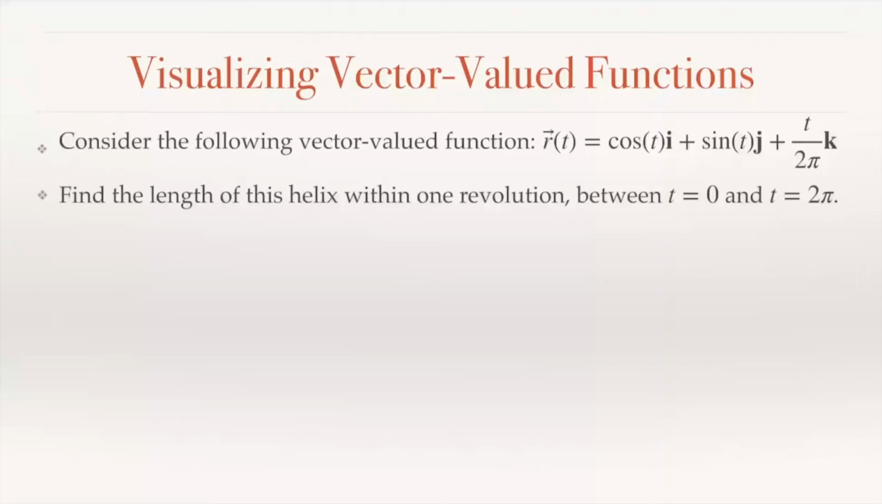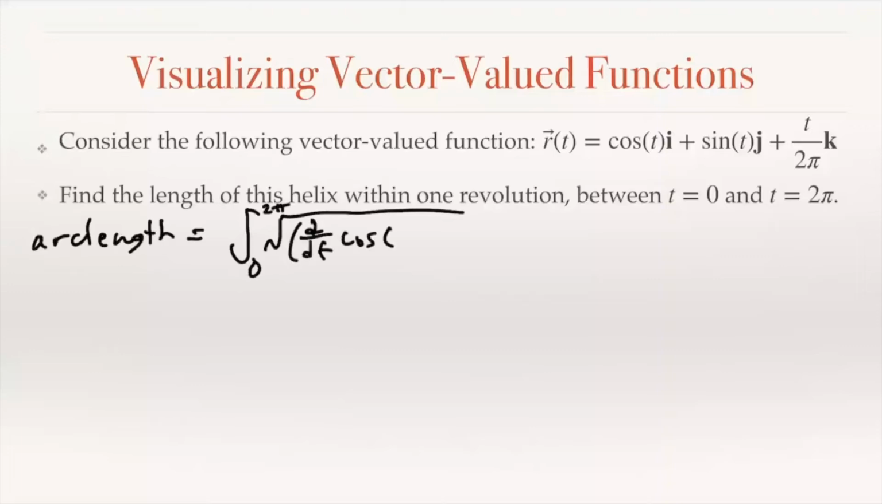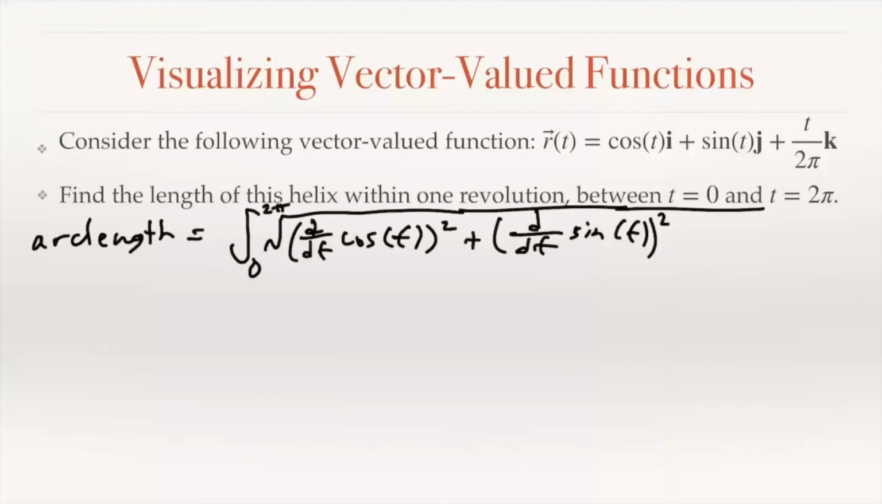Okay, so we plug this into our formula for the arc length. The arc length is the integral of the square root of the sums of the squares of the derivatives, in this case from 0 to 2 pi. So we have d dt of cosine t squared plus d dt of sine t squared plus d dt of t over 2 pi squared, all dt.